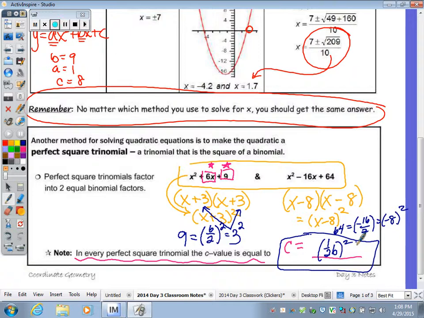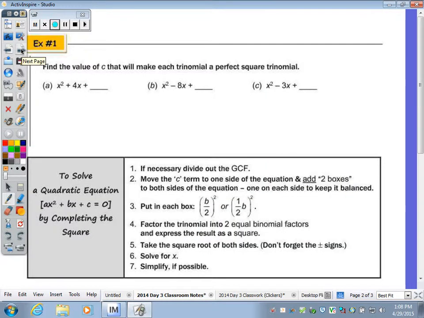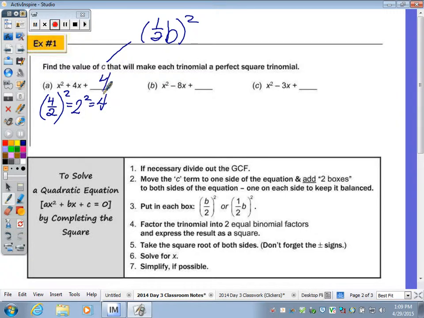So on the back side, given the b value, I want you to tell me what c is going to be. So you have 3 examples. Find the value of c that will make each trinomial a perfect square trinomial. Again, we know that c is equivalent to half of b squared. So you can do that every time. So in the first one, half of 4, or 4 over 2, squared. 2 squared is 4, so my c is 4.